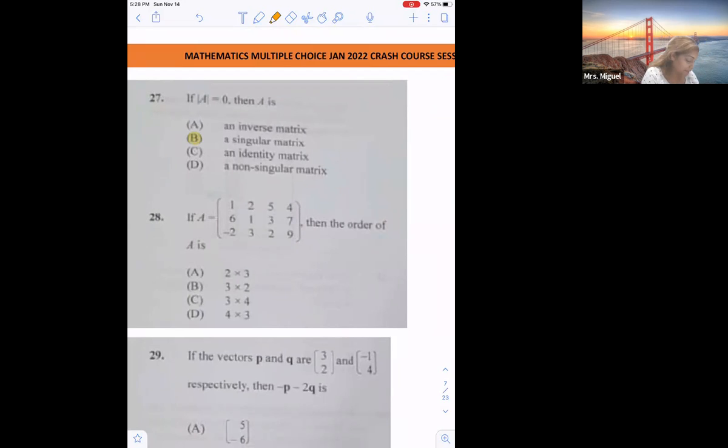Number 28, we want to work out the order of that matrix. All right, so row by column again. Row by column. So we have 1, 2, 3 rows. We have 1, 2, 3, 4 columns. The answer, 3 by 4.